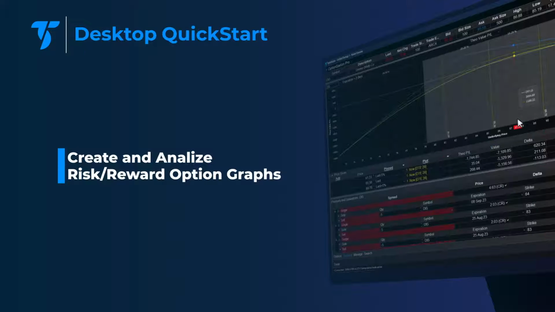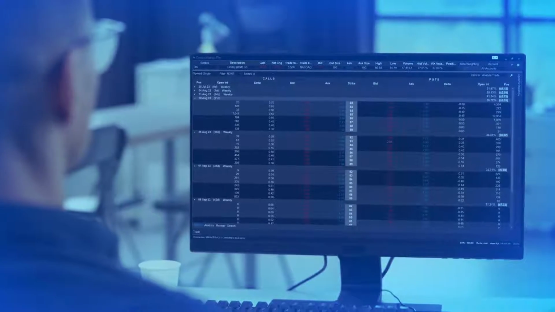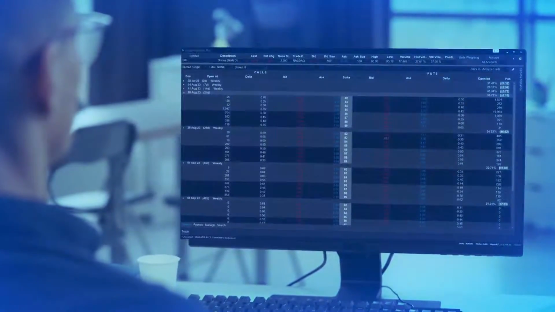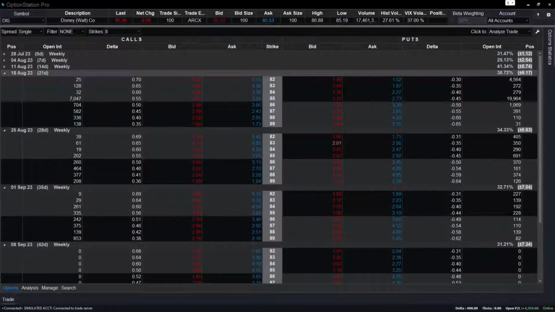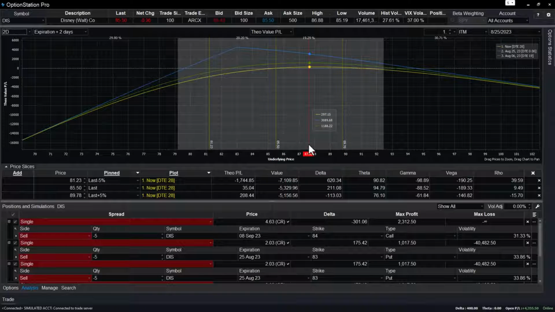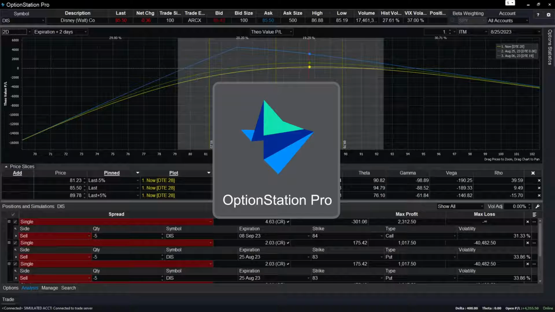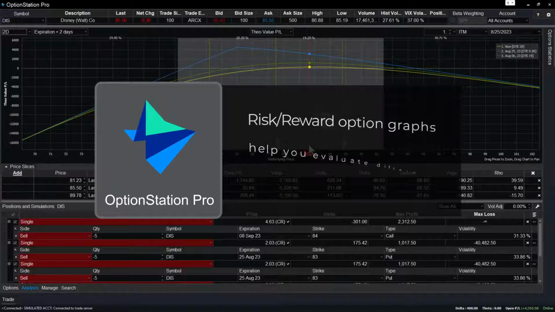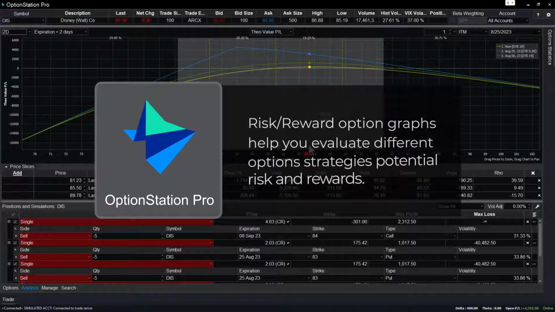Create and analyze risk-reward option graphs. Before you place an options trade, you should fully understand the risks and rewards of the position. In this video, we're going to talk about creating and analyzing risk-reward option graphs in TradeStation's OptionStation Pro. This powerful tool helps traders evaluate different option strategies' potential risks and rewards before executing trades.